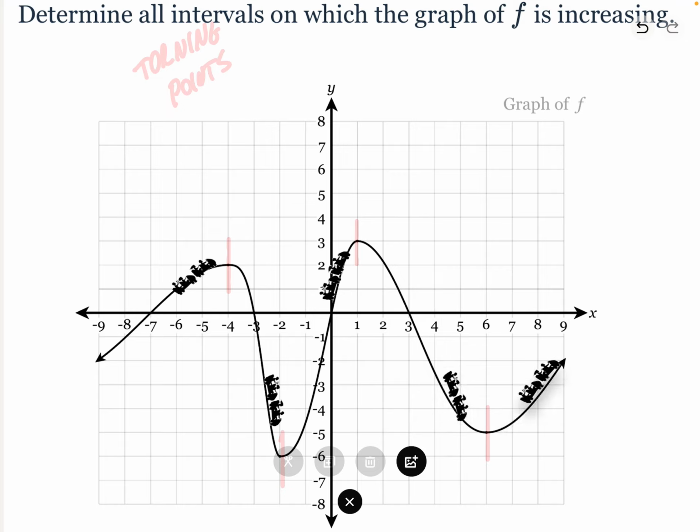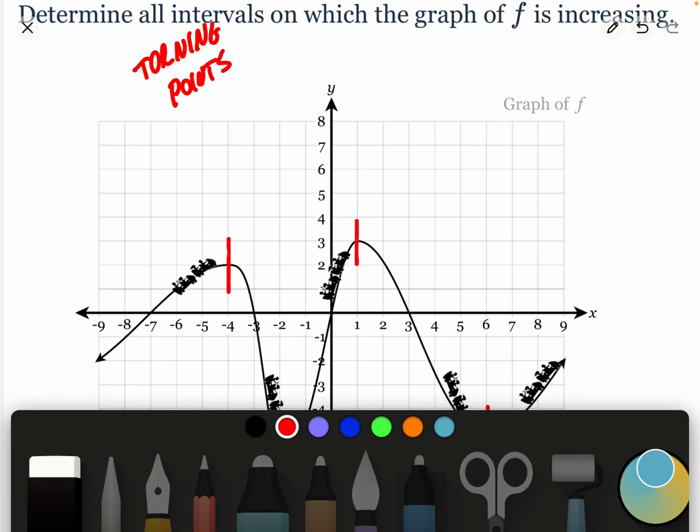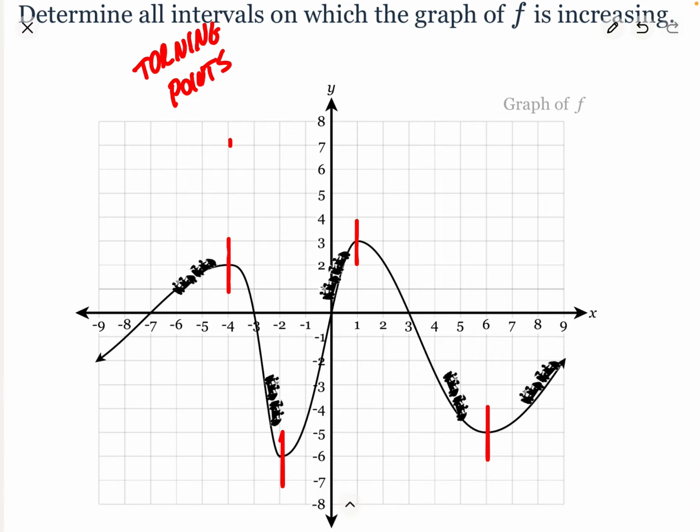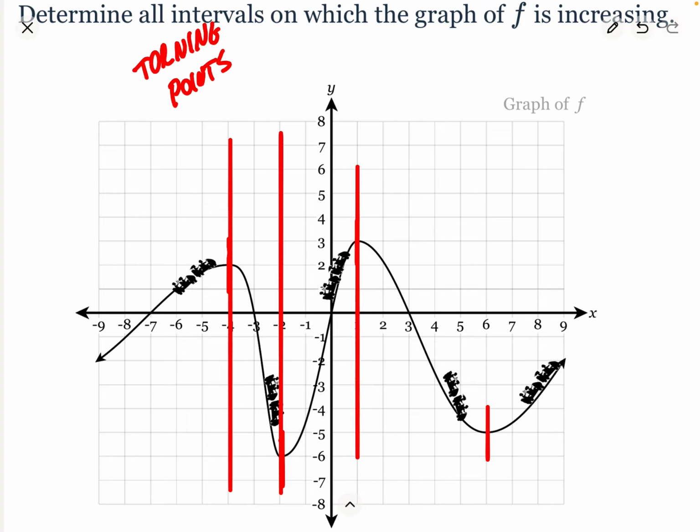All right, so now what we need to do is we just need to put the intervals in there, and that'll pretty much be it. So I'm going to draw a vertical line there. I'm going to draw a vertical line here. I'm going to draw a vertical line through here. I'm going to draw a vertical line through here.